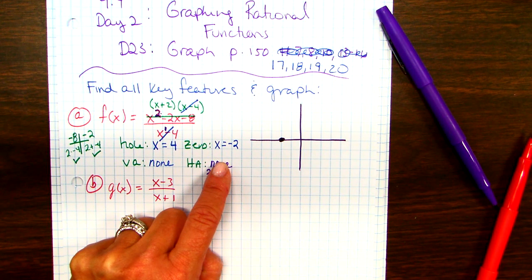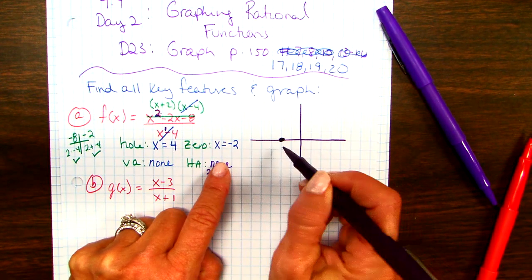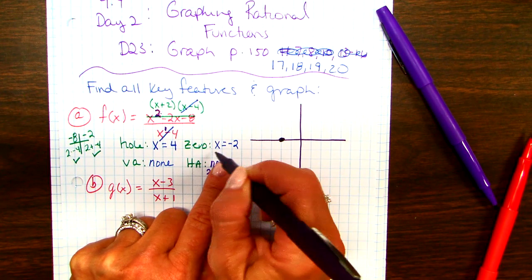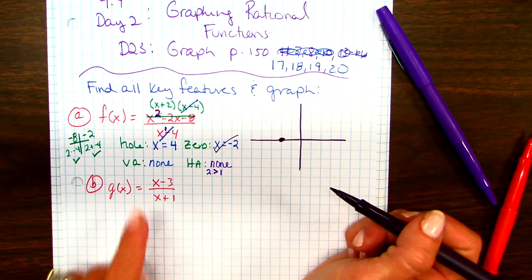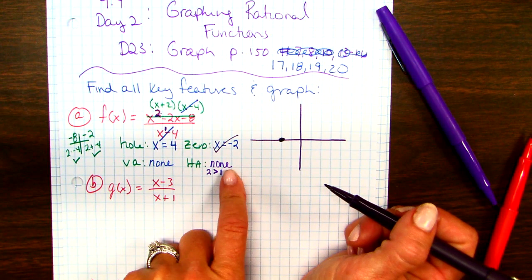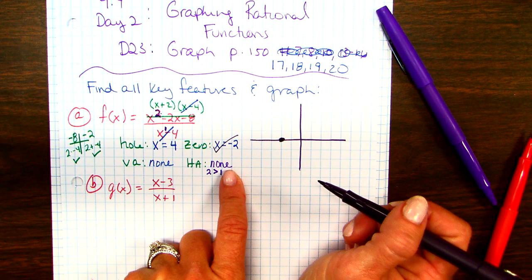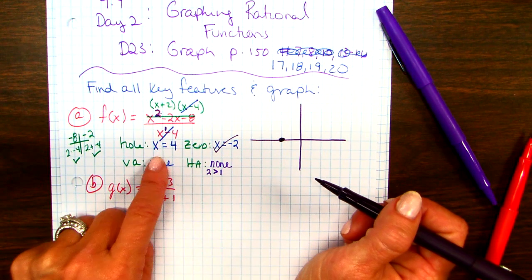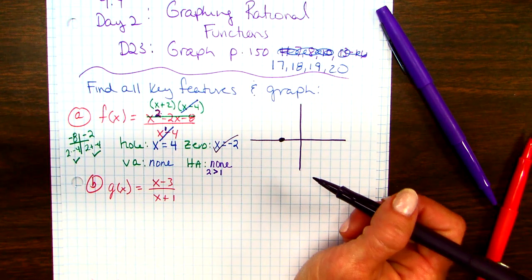Okay, I know my graph, whatever it looks like, is going to hit the x-axis at -2. So that was that. I have no vertical asymptotes. I have no horizontal asymptotes. Now I am going to have a hole at x equals 4. We're going to hold off on that.